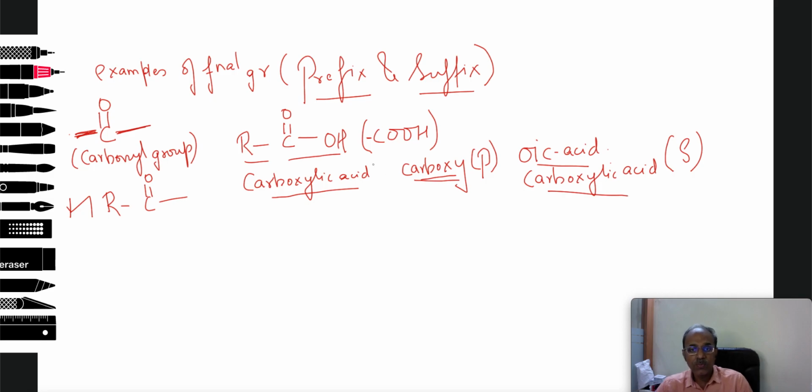As I have told you, first try to remember what we mean by prefix and suffix, and the names of prefix and suffix. The more elaborate part we will see in the further parts.